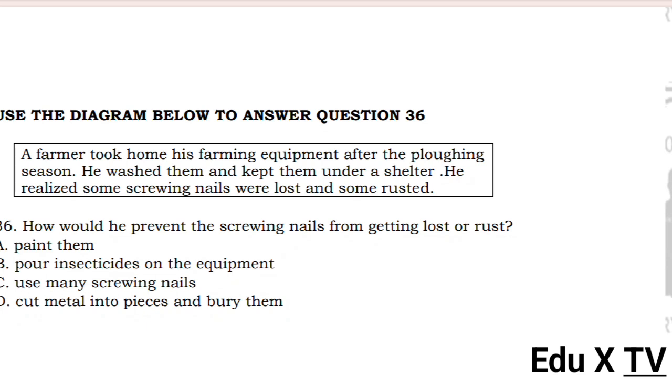Use the diagram below to answer question 36. A farmer took home his farming equipment after the plowing season. He washed them and kept them under a shelter. He realized some screwing nails were lost and some rusted. Number 36. How will he prevent the screwing nails from getting lost or rusting? The answer is A.